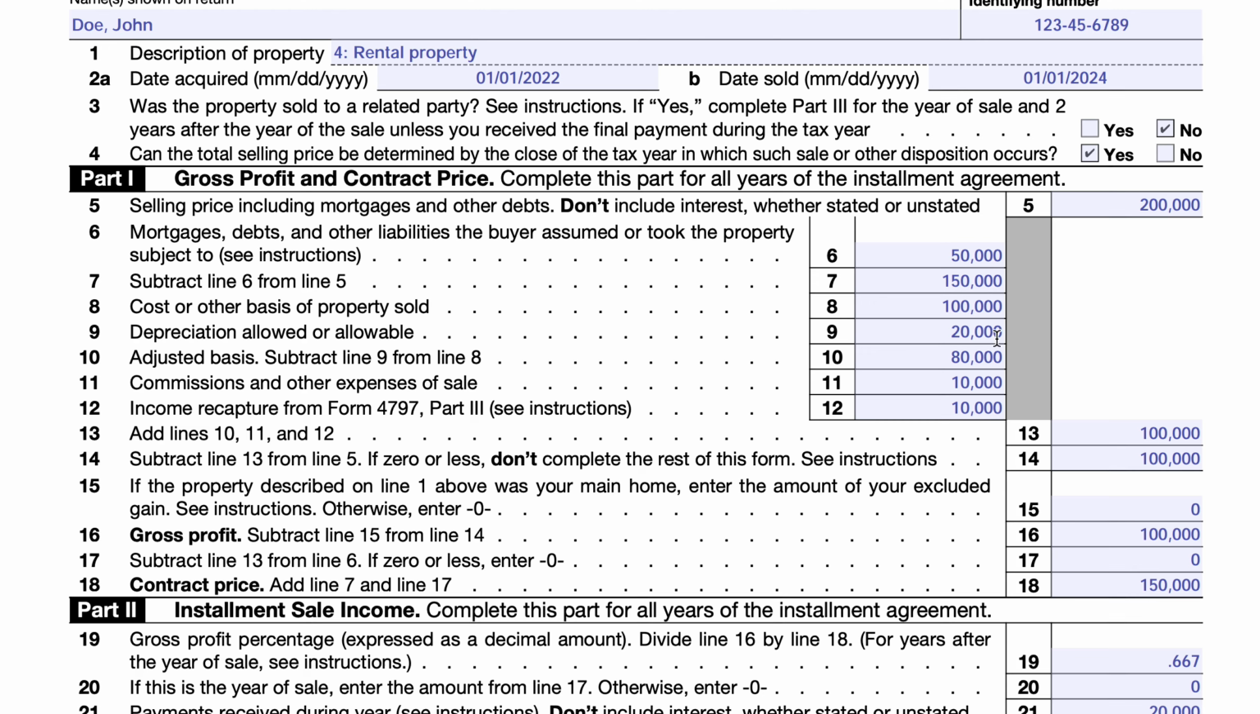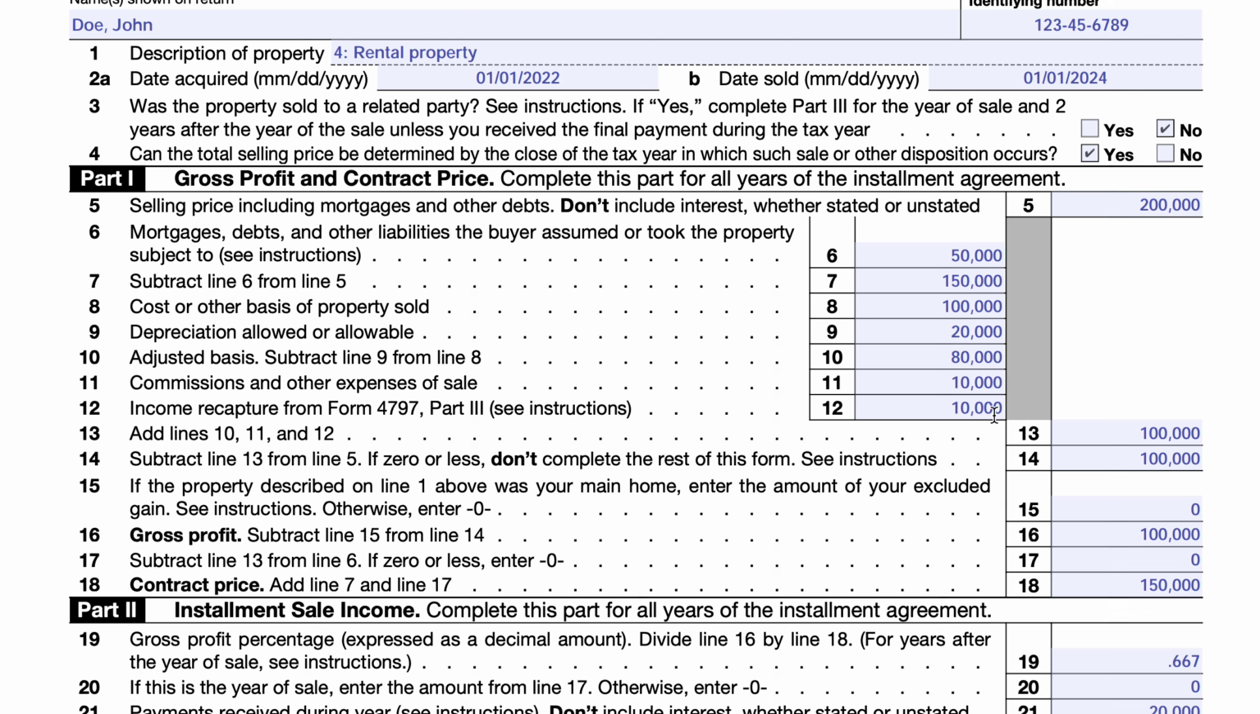So in this case, we've got our basis of $80,000. That's based on the $200,000 selling price minus our mortgage. That's our new sales price. But then how much our property cost was $100,000. That includes the purchase price, any improvements, minus the $20,000 of depreciation, which helps us arrive at $80,000.